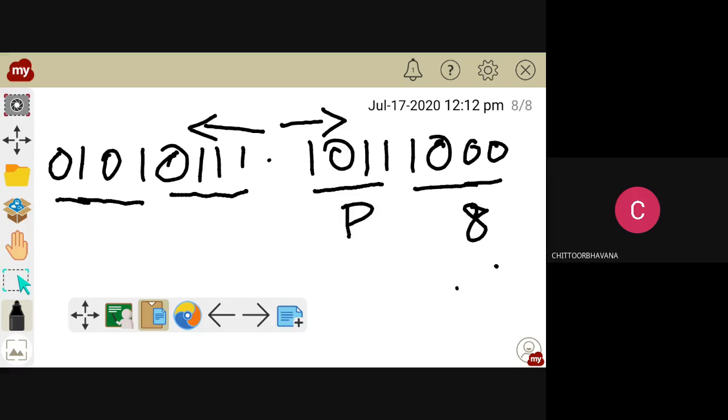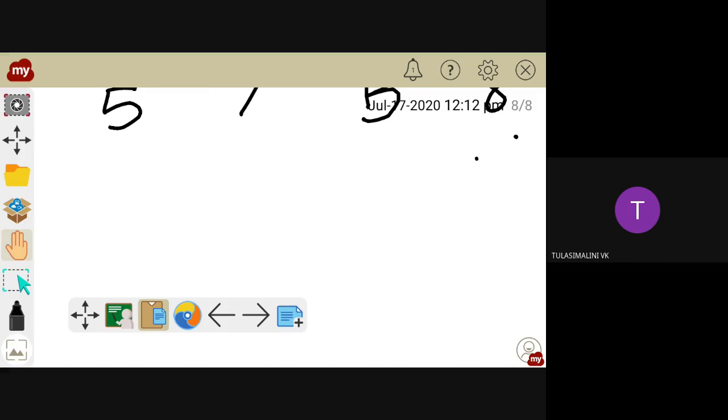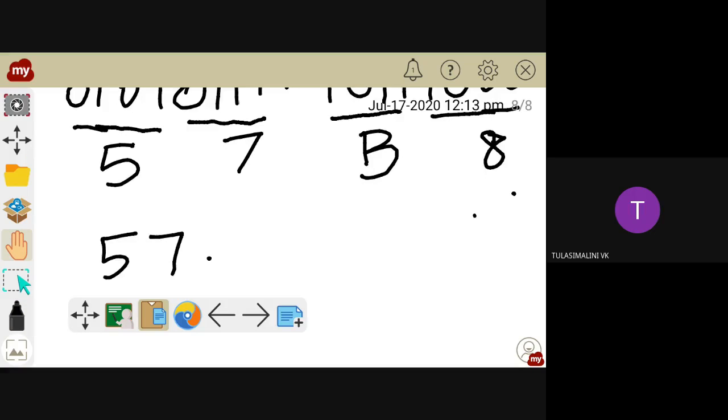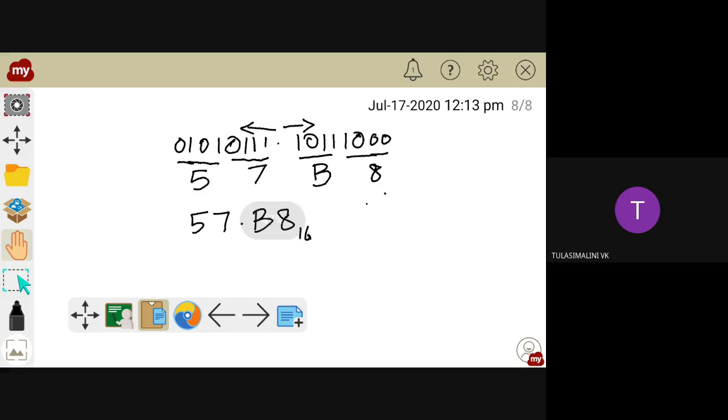B. So then 0111, what is the value? 7. And 0101, what is the value? 5. So now your hexadecimal value for this will be 57.B8. This is the hexadecimal value. Is it clear?